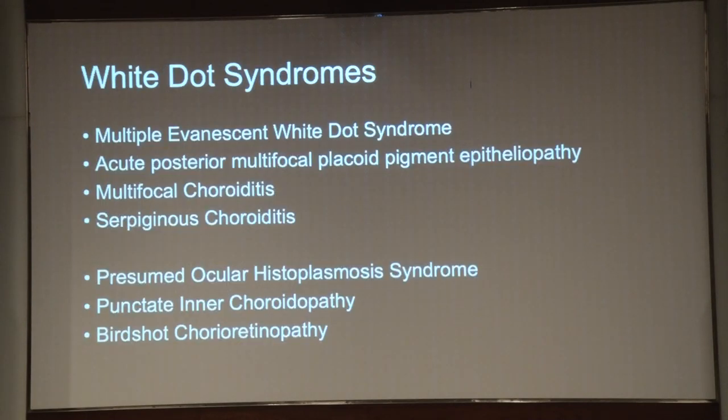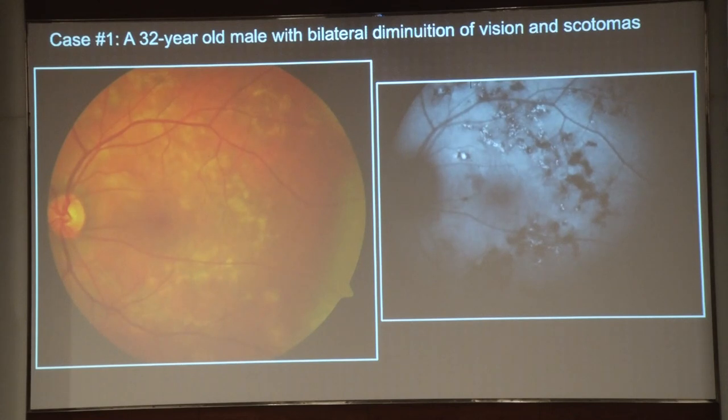Of course, apart from TB, we also see several other autoimmune cases which were initially clubbed as white dot syndromes, but now we prefer to call them by their individual names. So you have MEWDS, APMPPE, multifocal choroiditis and serpiginous. And there are others which we don't commonly see in India, but definitely in other countries, such as histoplasmosis, PIC and birdshot. Now this is a very typical patient that we'll see in our practice.